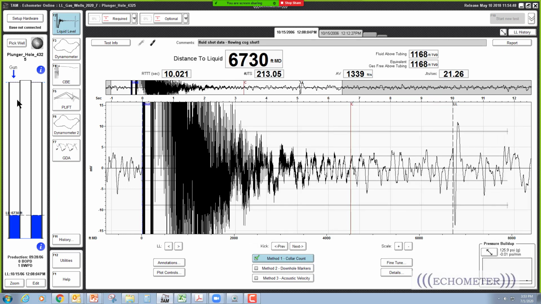Notice this is down the casing, and there's a lot of liquid above the end of the tubing. And so if you go out to a gas well and there's no packer in the well, and you shoot down the casing, you should believe with all your soul that the liquid level is supposed to be right there.